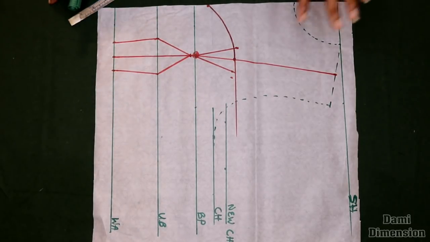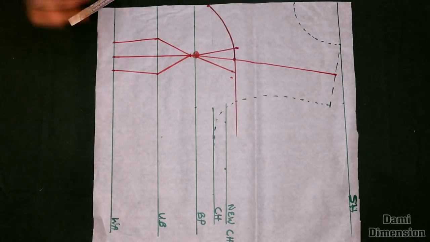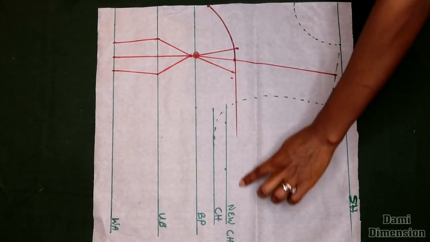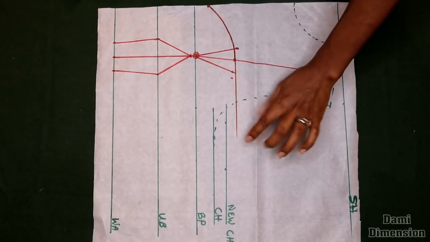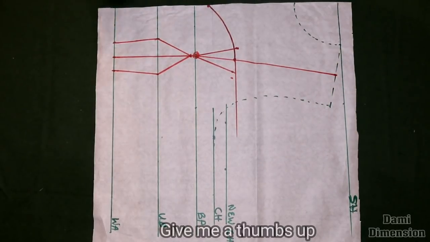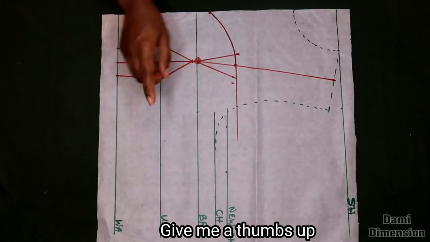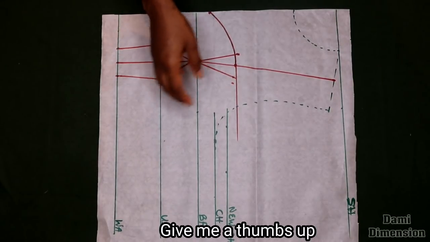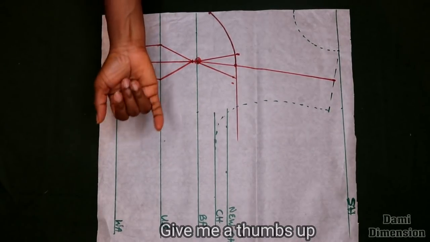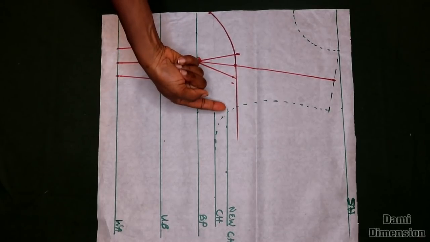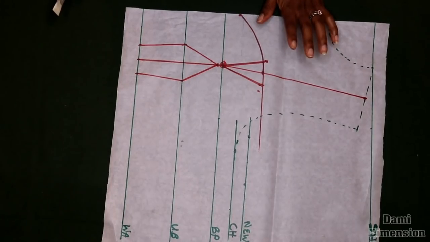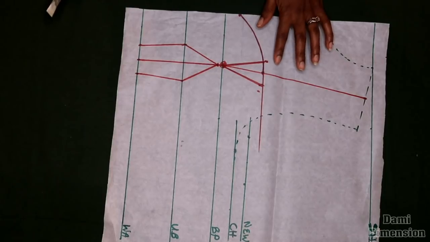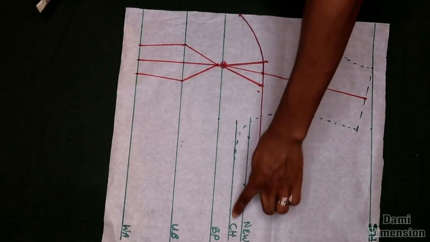If it's a bit confusing, you can just use your old chest line as it is, the line that I put CH. It may just mean you can have a bit of wideness at your arm area. That could be fine by some people, but for me, I just want it to be a bit tighter at that part.